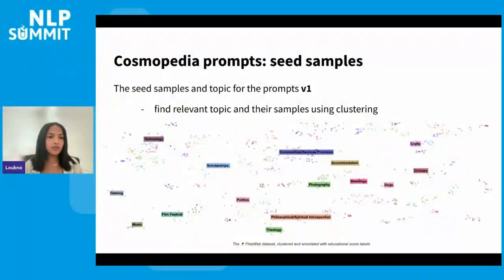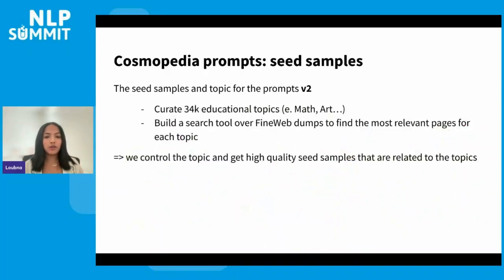Regarding the first component, for the seed samples, we want to have web data, but also have the topics so that we can frame the context for the model. In version 1, we just used clustering. We clustered FineWeb, and then we found the topics of the clusters, and that's how we prompted our model. In version 2, we tried to have a more sophisticated approach that has less noisy samples. We started by curating 34,000 educational topics, for example, math, and then inside math you have algebra, you have analysis and other topics. And then we built a search tool.